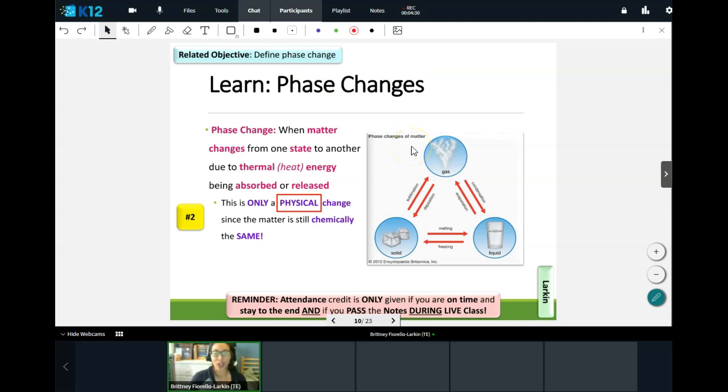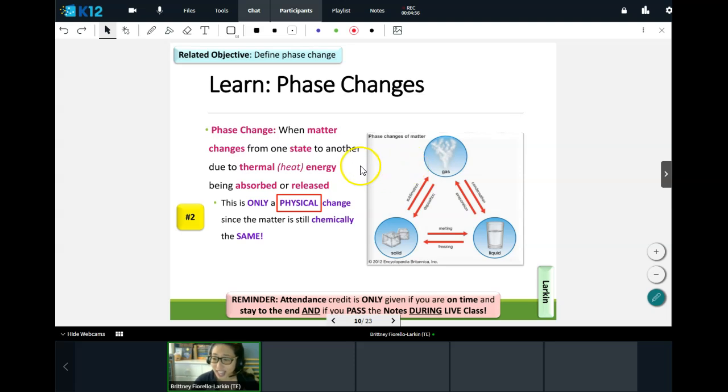So here we go. When matter changes from one state, a solid, liquid, or a gas, to a different state, solid, liquid, or gas, this is called a phase change, and this happens due to heat energy or thermal energy either being absorbed, being added to it to make it hotter and more chaotic, or thermal energy being lost and released by the substance, removed from the substance, making it slower and colder.